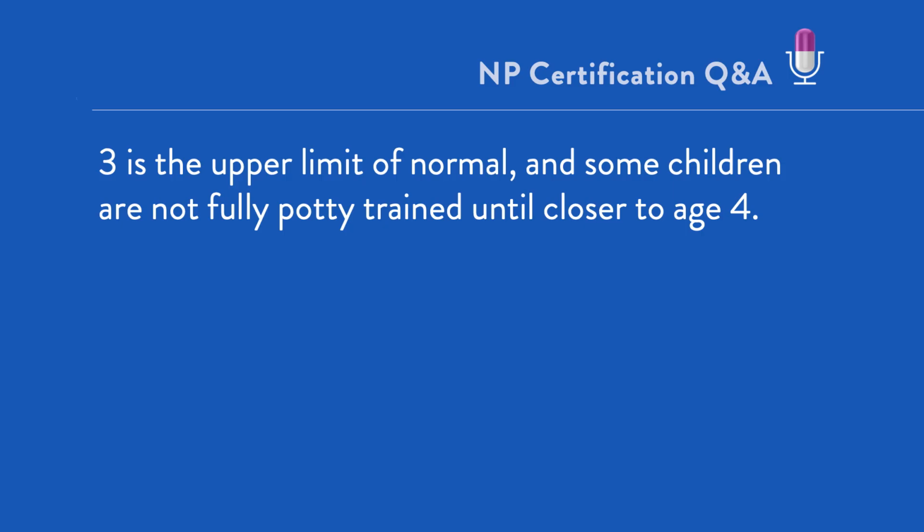Similarly, like I said, aggressive or hurtful behavior to pets is a concern, but not consistent with ASD. And finally, as I said, not being potty trained by the age of 3, while it may be a bit concerning for the parents, really isn't atypical. 3 is the upper limit of normal. Some children are potty trained before, and some are a little bit after.